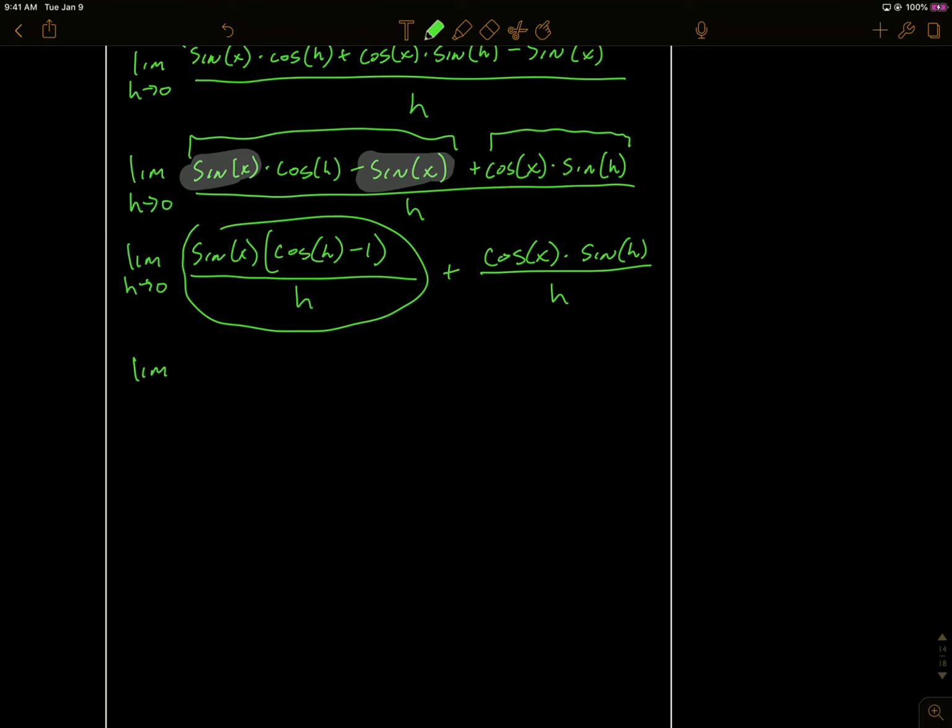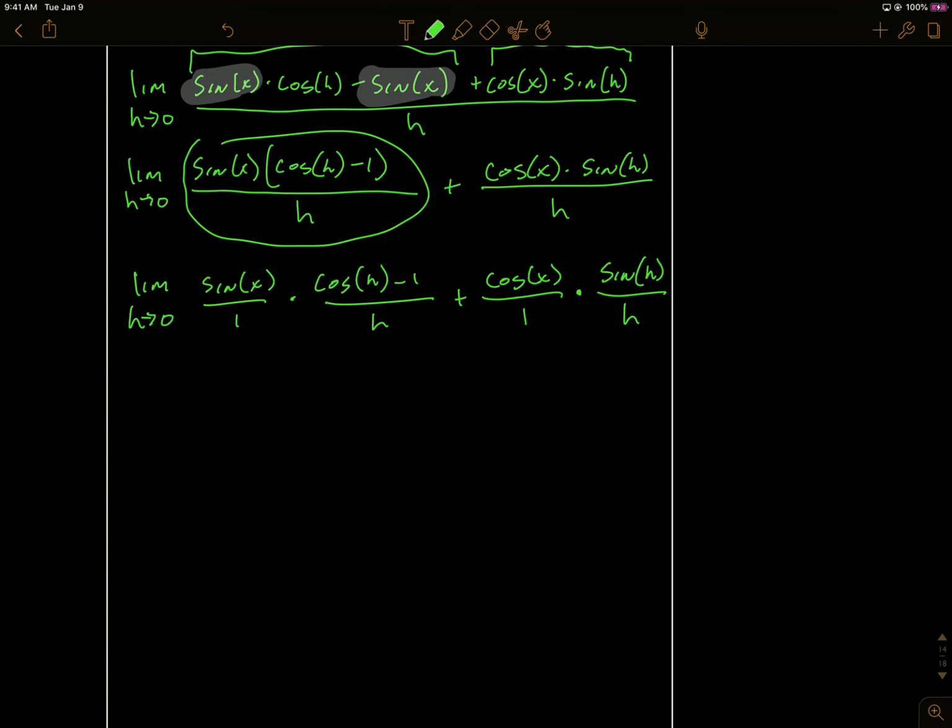So now I can think of this as multiplication of two fractions, and I can pull it apart. The limit as h approaches 0 of sine of x over 1 times cosine of h minus 1 over h. There's our famous limit. Plus over here, I'm going to pull that apart into two fractions times each other. So I'm going to say cosine of x over 1 times sine of h over h. There's our other famous limit.